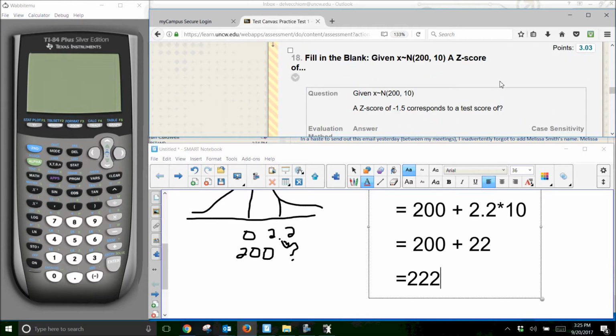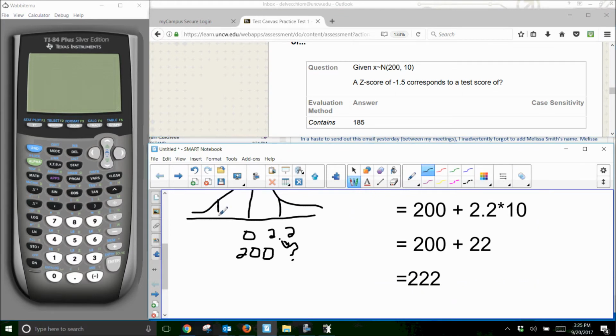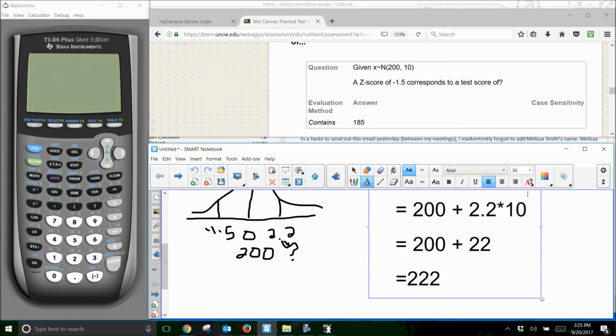All right, number 18, it wants to know if the z-score is negative 1.5, what test score that corresponds to. So now we're over here to the left of the mean at negative 1.5, and we know that this is going to be some grade less than 200. So we use that same formula, except instead of 2.2 for z, we put negative 1.5. Of course, that's going to be negative 15. So we're subtracting 15 from 200, which will give us 185. And we can see that matches up with our answer.